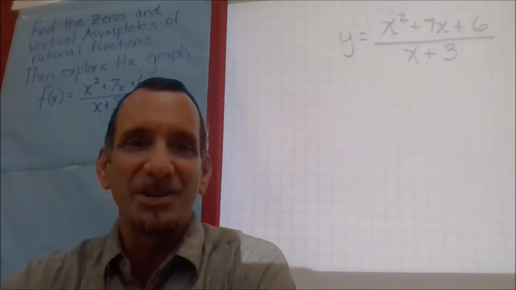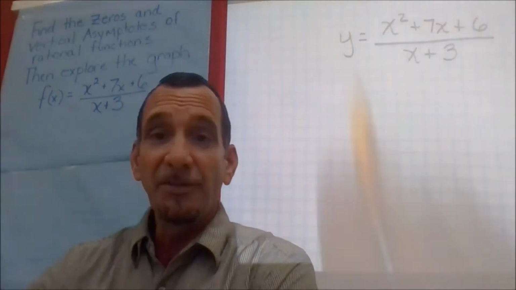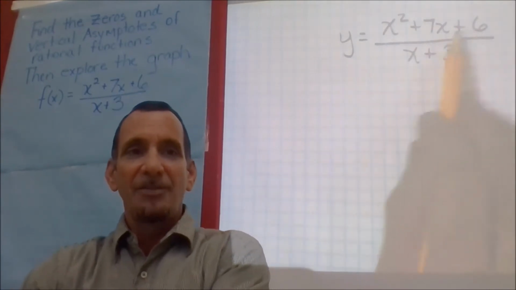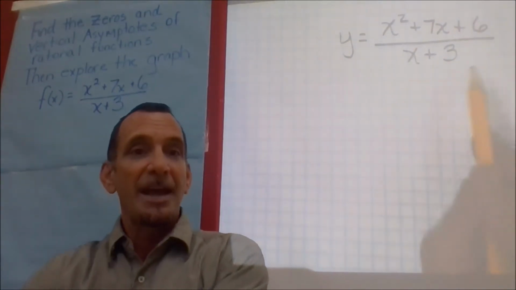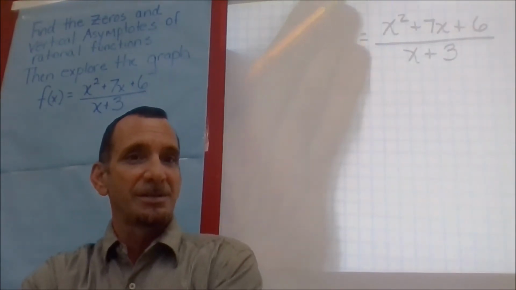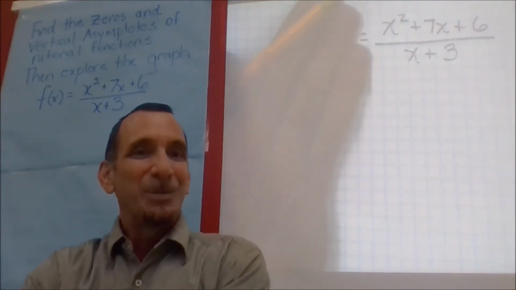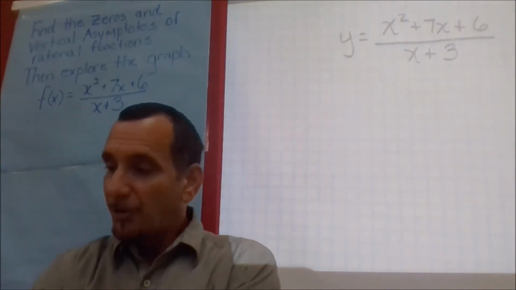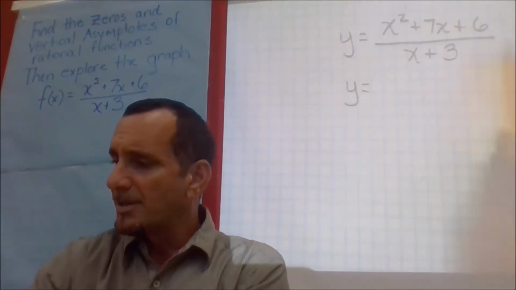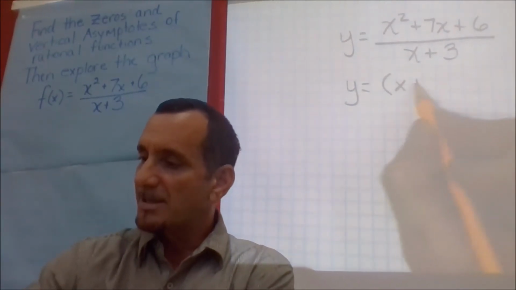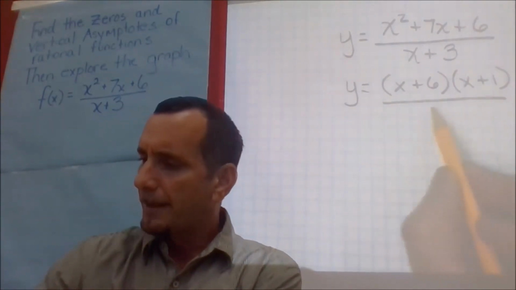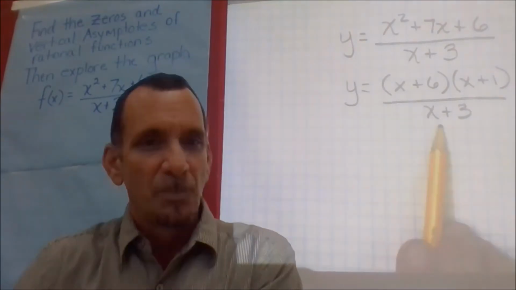So here's our rational function. We have f of x, or y, equals x squared plus 7x plus 6 over x plus 3. Now, when we were simplifying rational expressions, you know what to do. We factored. So let's do this simple factoring and rewrite this problem as x plus 6 times x plus 1 over x plus 3. So this is great.